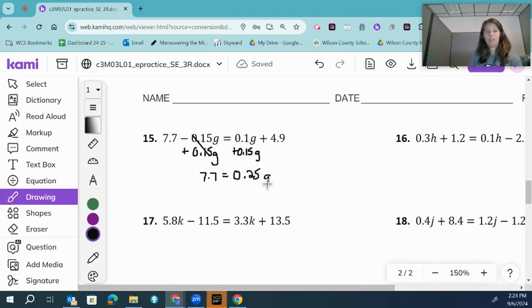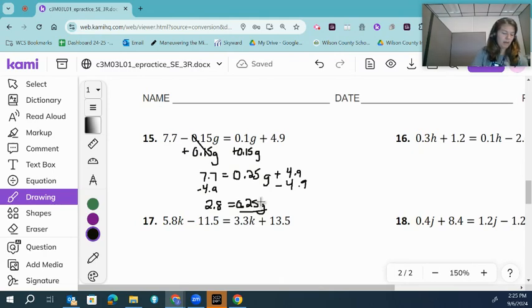Then I'm going to subtract 4.9 from both sides. 7.7 minus 4.9 gives me 2.8 equals 0.25 g. Then I divide by 0.25 on both sides. 2.8 divided by 0.25 gives me 11.2 equals g.